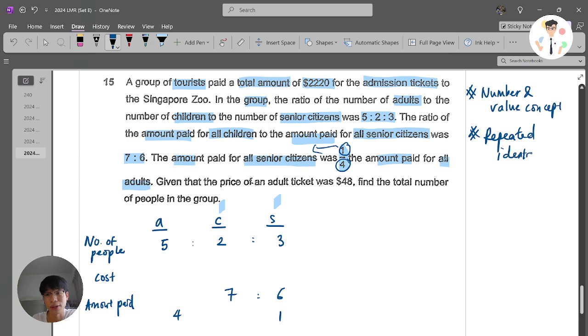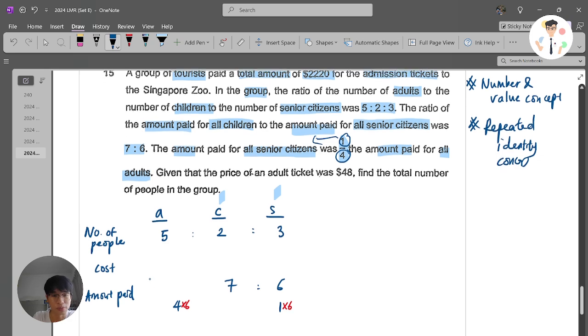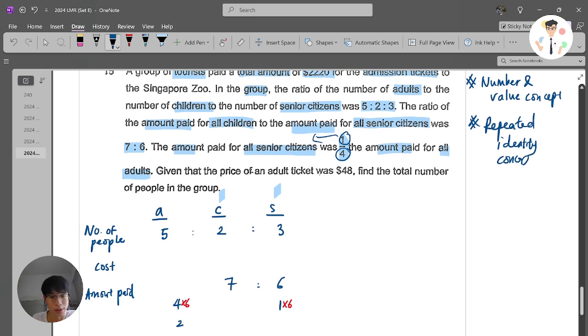Something that's being repeated. And again, you should know, right? This 6 and this 1 are supposed to be the same, but they are not the same. You are supposed to make it the same by looking for the LCM. So 6 and 1, I need to times 6 to make it the same. And if I times 6 here, I need to times 6 here. So now the ratio becomes 24, 7, and 6. Okay, interesting, right?